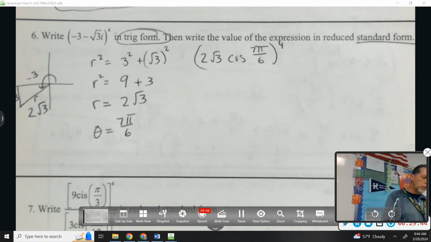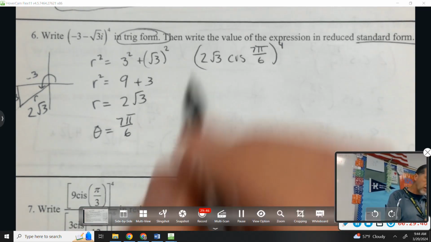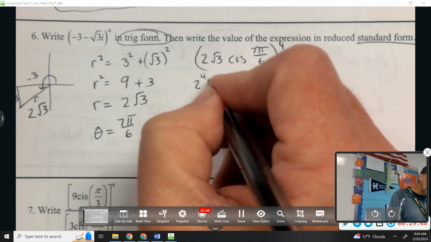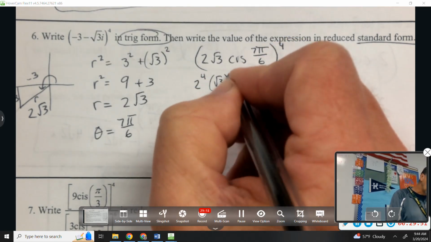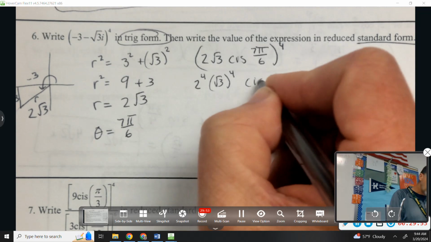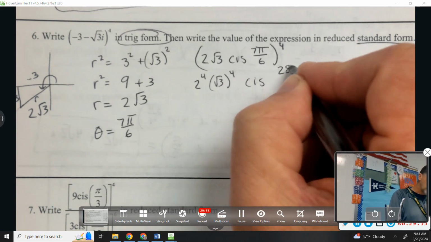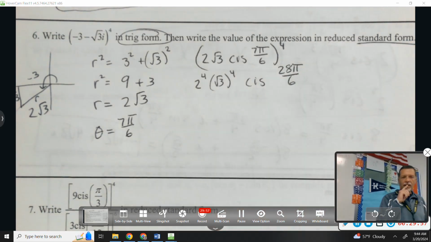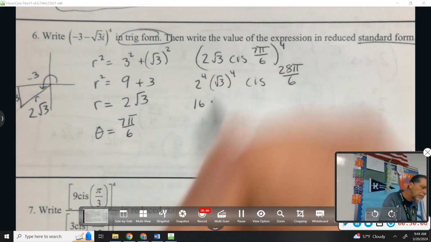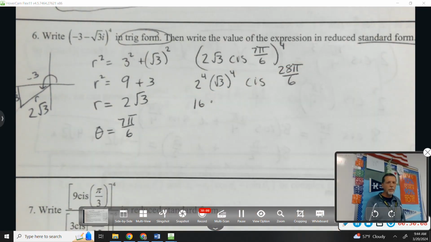Okay, so (2√3)^4. Let's split that up and go 2 to the 4th, and then √3 to the 4th, and then cis of 28π/6. 2 to the 4th, I got that. That's 16. What about √3 to the 4th? 9, right? Because √3 squared is 3, and then 3 squared is 9.